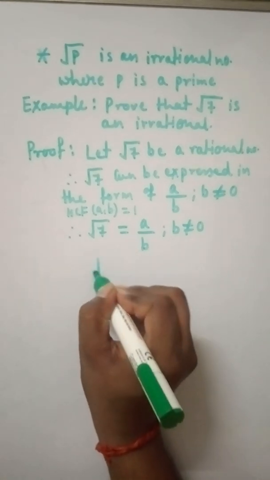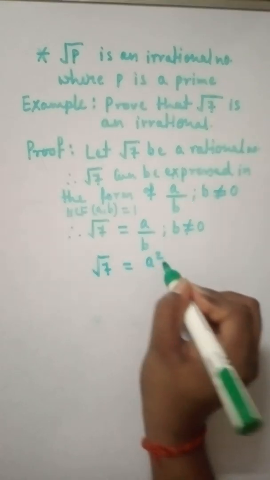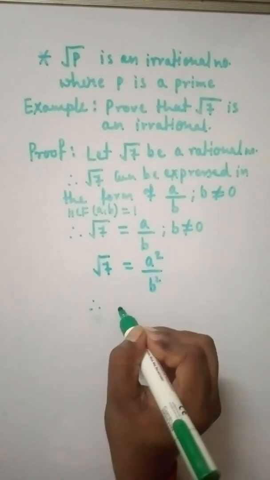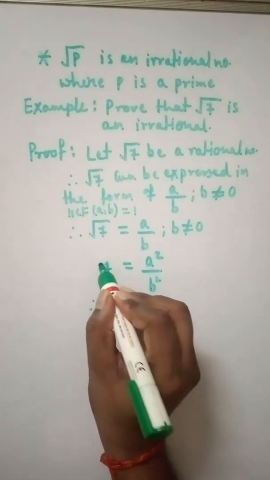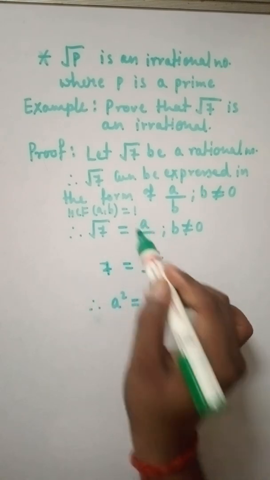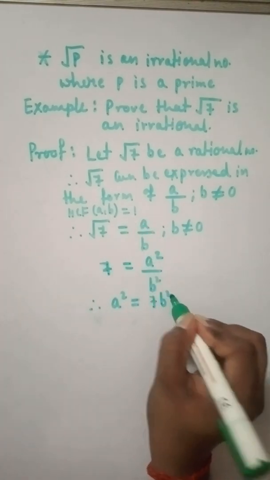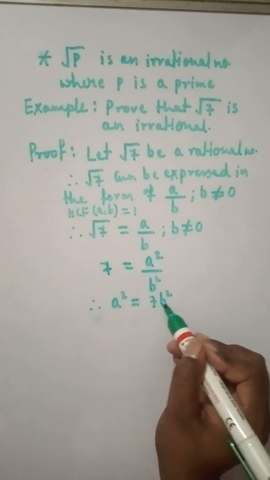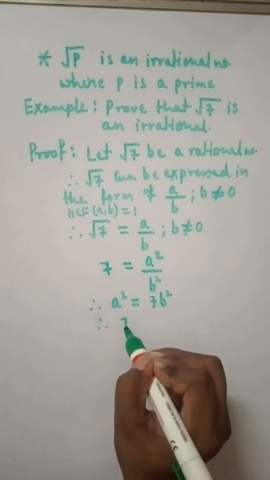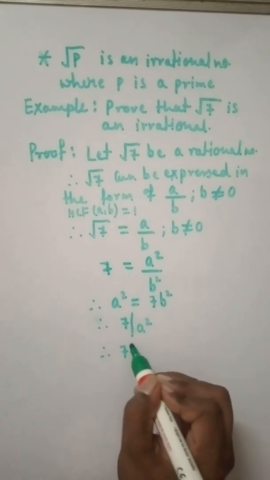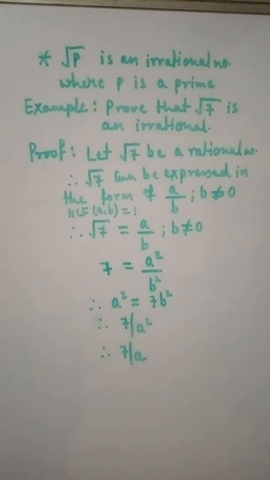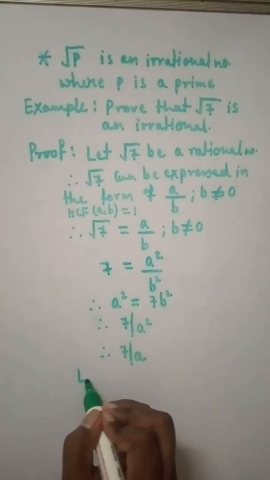Therefore root 7 equals a upon b, so squaring on both sides, 7 equals a square upon b square. Which means a square equals 7b square, so a square is a multiple of 7. Therefore 7 divides a square, and therefore 7 divides a as well. I repeat, when any prime divides any square number, that same prime will divide the square root of that number.